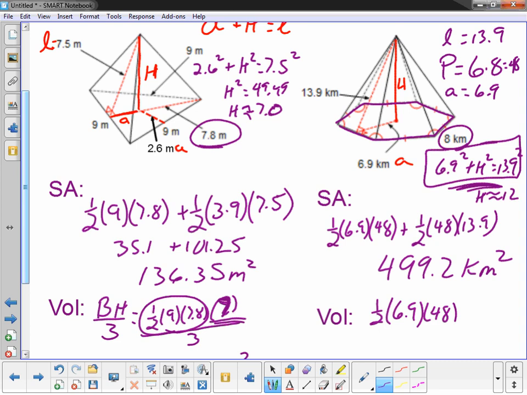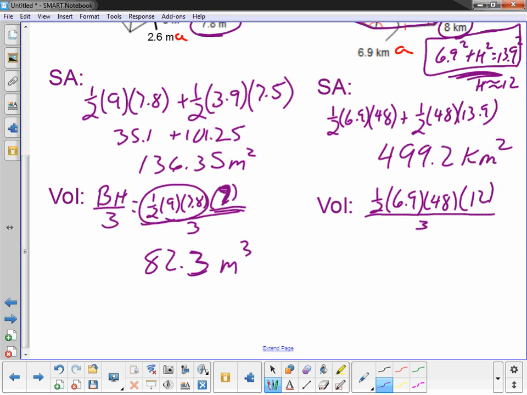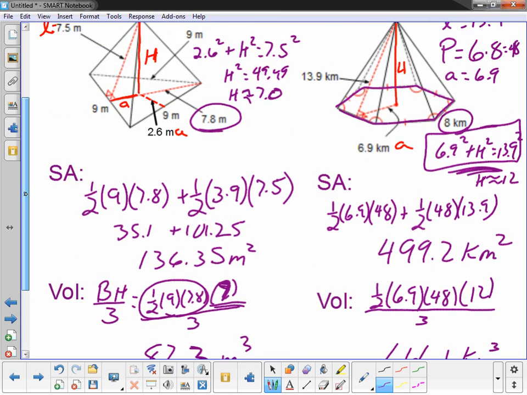But I'm going to use the whole number that's in my calculator again, and then divide all this by 3. So my height times the 48 times the 6.9, divide that by 2, divide that by 3, and I get 666.1 cubic meters inside that pyramid. That would be an awfully large pyramid, bigger than anything that's out there.